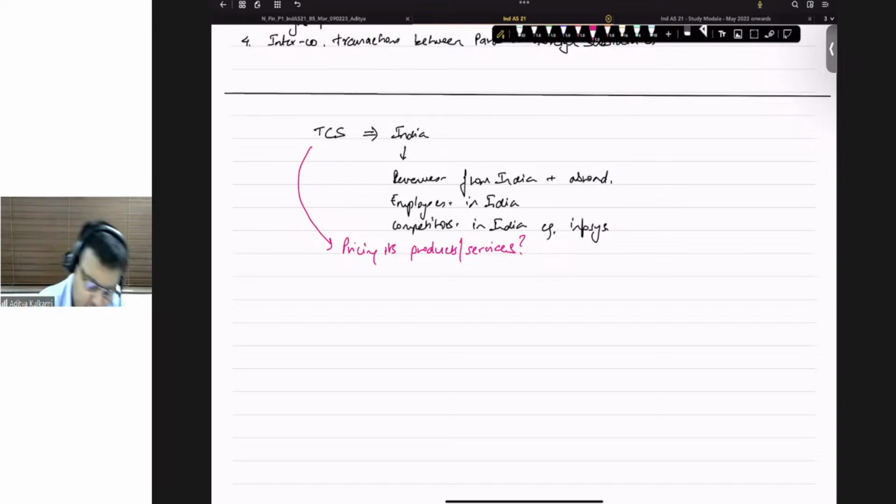Let us take an extension of this example. Suppose TCS and Infosys have received two similar contracts.